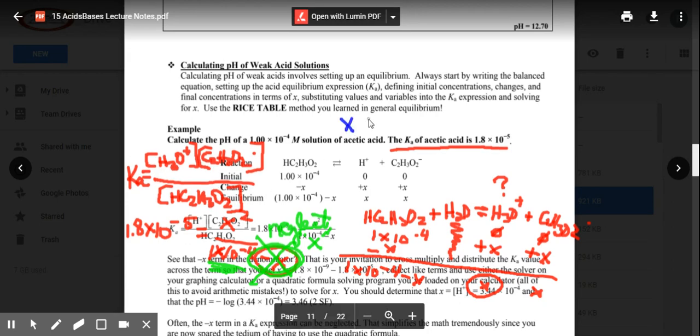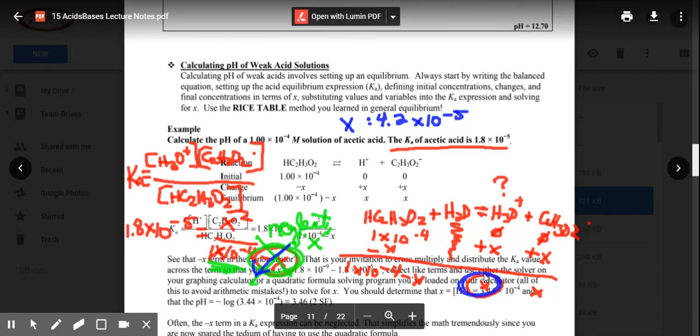So I'm going to write it up here in this little margin. The x that I found for this particular example is equal to 4.2 times 10 to the negative fifth. And I made that simple again because I was able to neglect this x because of the 5% rule. Now, we found x. That's all fine and dandy. This isn't math. We need to know what x means, okay? In math, you just get a number. But for chemistry, we have to understand what that number means.